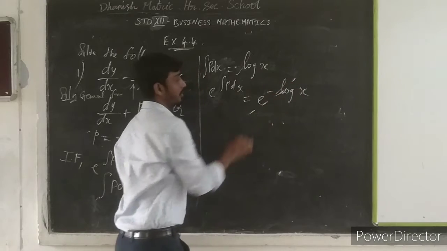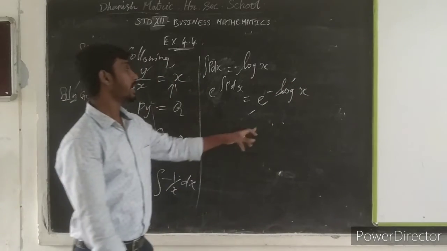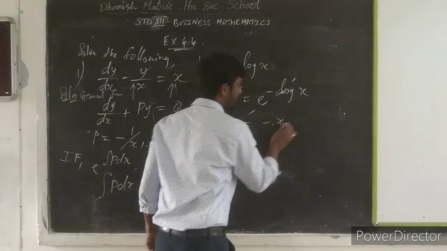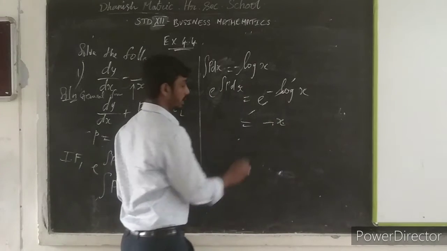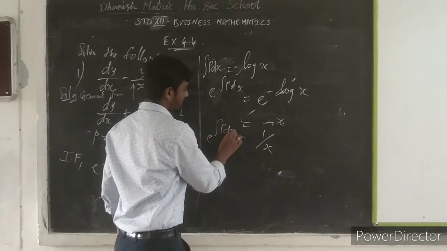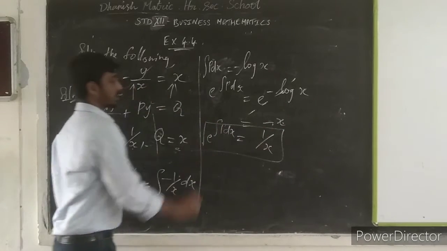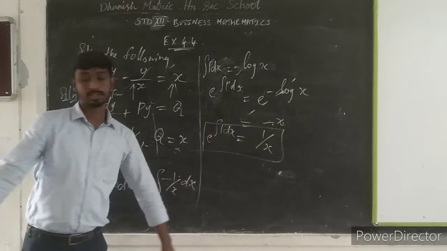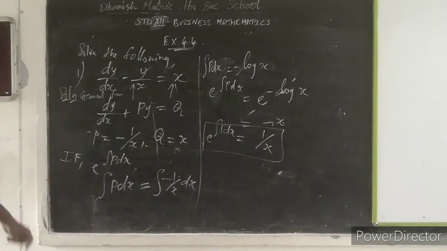So e and log, wherever they appear, will cancel. What is the remaining value here? Minus x, reciprocated, gives 1 by x. So e power of integral of P dx is 1 by x. Now substitute into the solution form.